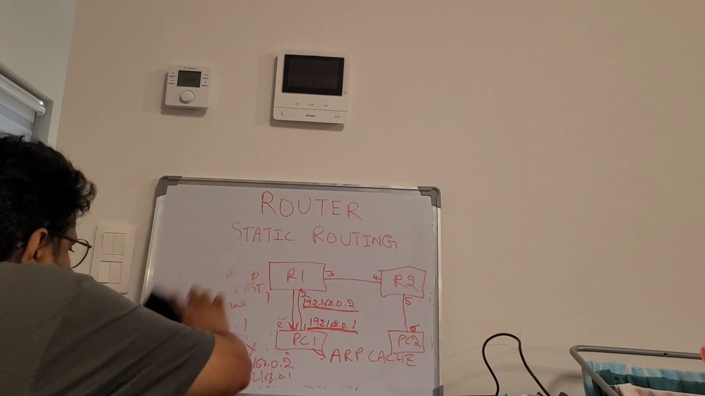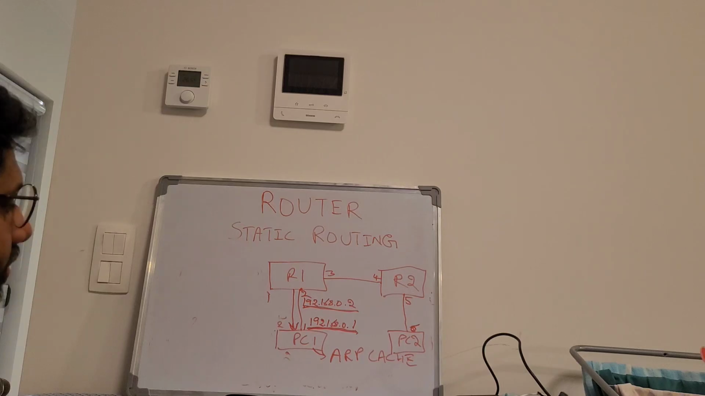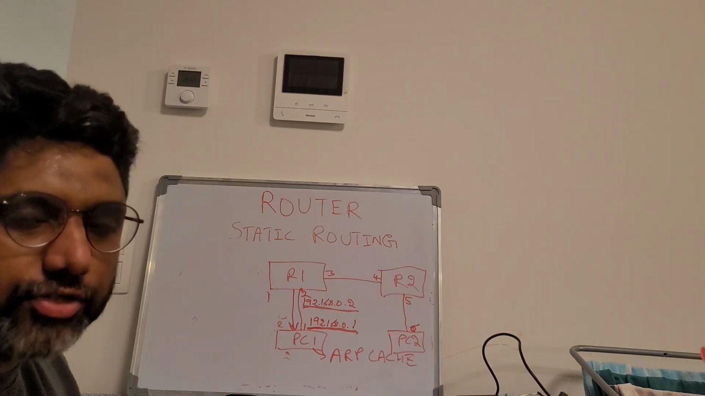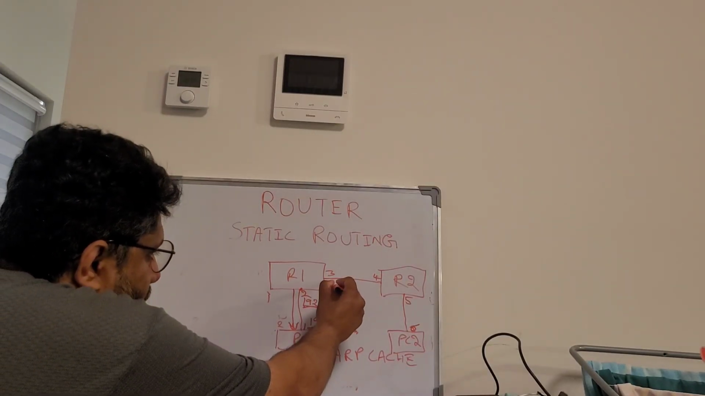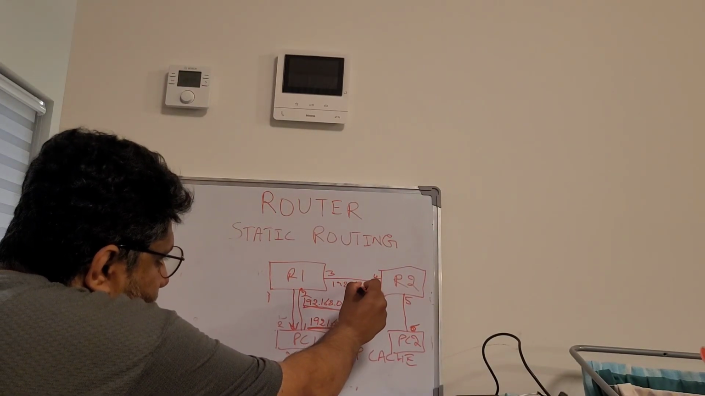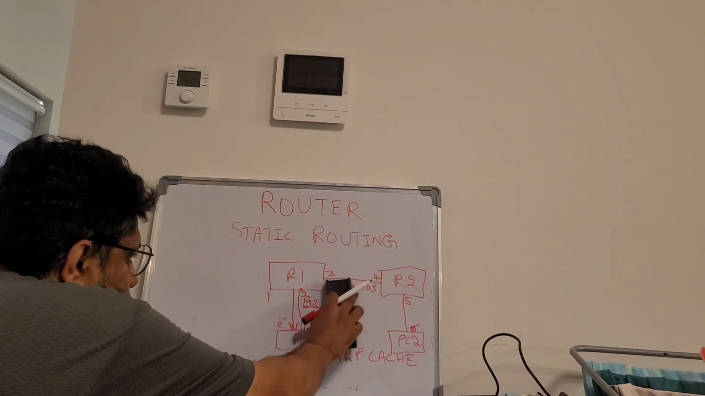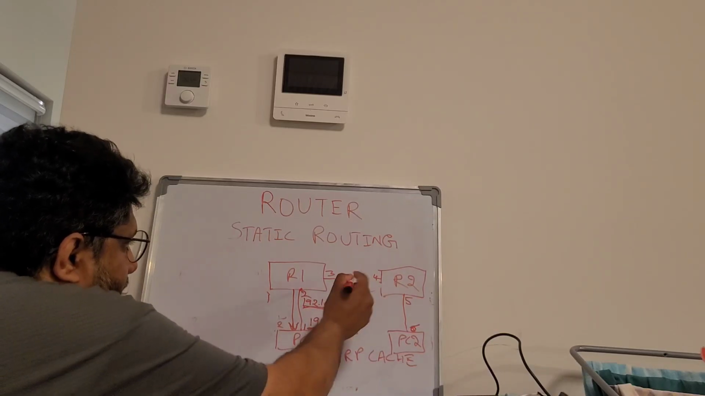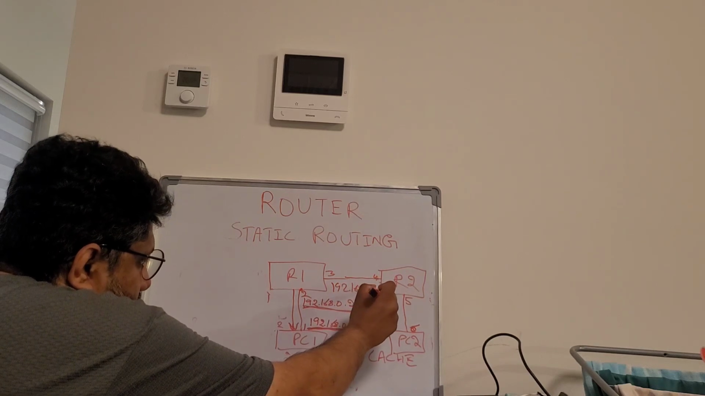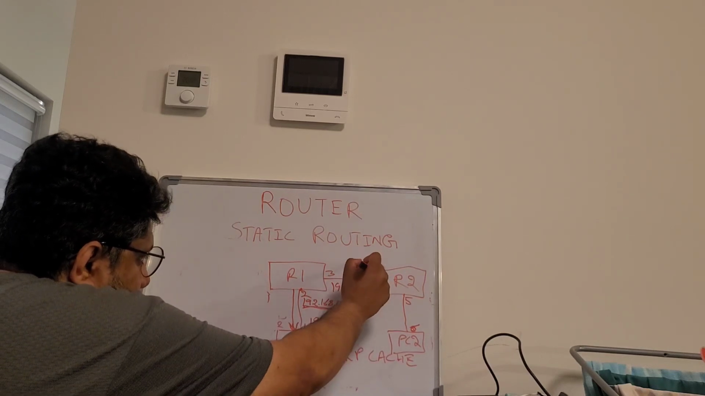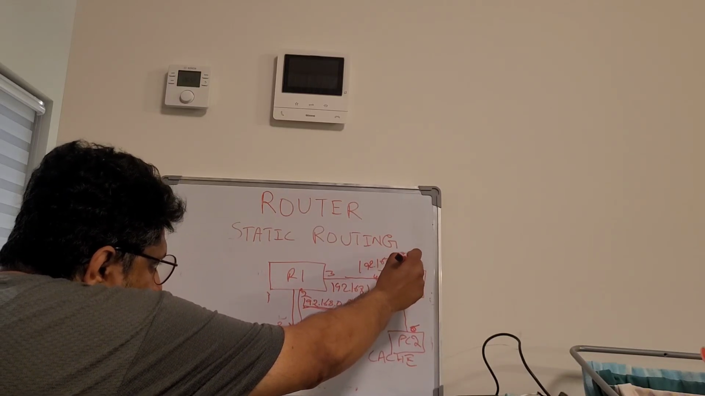So now the next question is, each interface on the router should have a unique IP address, right? So you can't have 192.168.0.3 here. It will say it's not possible on R1. So what we need to do is define a different subnet here. So that subnet is 192.168.1.1 on 3, and on 4 192.168.1.2.